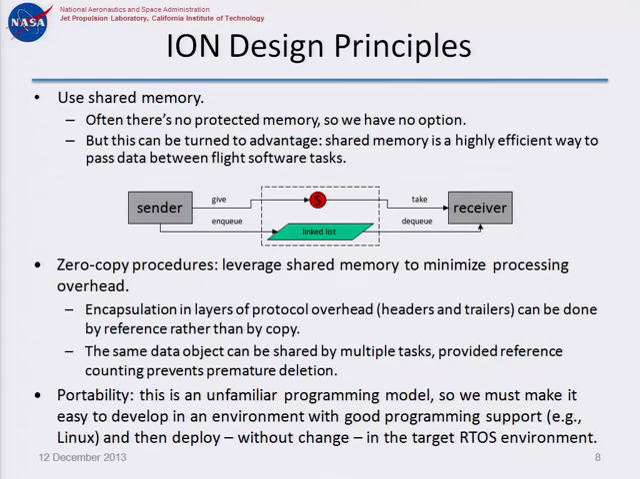Here's an overview of the general design principles of the ION system. It uses shared memory. It's perfectly straightforward about using shared memory. There may not be any protected memory, so shared memory is what you've got. But this actually can be an advantage rather than a disadvantage, because shared memory is a really efficient way to pass data between tasks. It heavily uses zero-copy procedures. It leverages shared memory to minimize the overhead of processing, of copying.